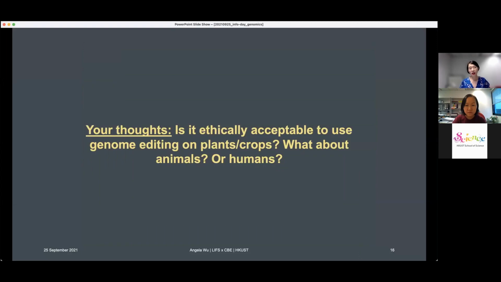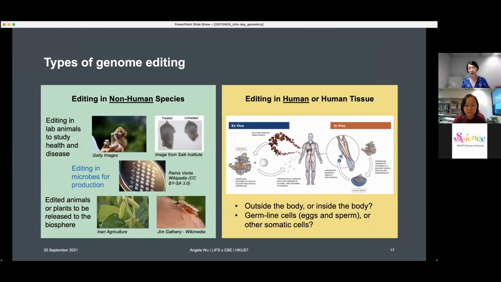Okay, so now that I've told you that it is possible to edit the genome of plants and crops, it's also possible now to use this CRISPR-Cas9 system to edit the genome of animals and even humans. Again, there may be lots of ethical issues involved in this genome editing, right? You can have a think about whether you think it is ethically acceptable to use genome editing on different types of species. But very quickly, let's have a discussion about the different types of genome editing.